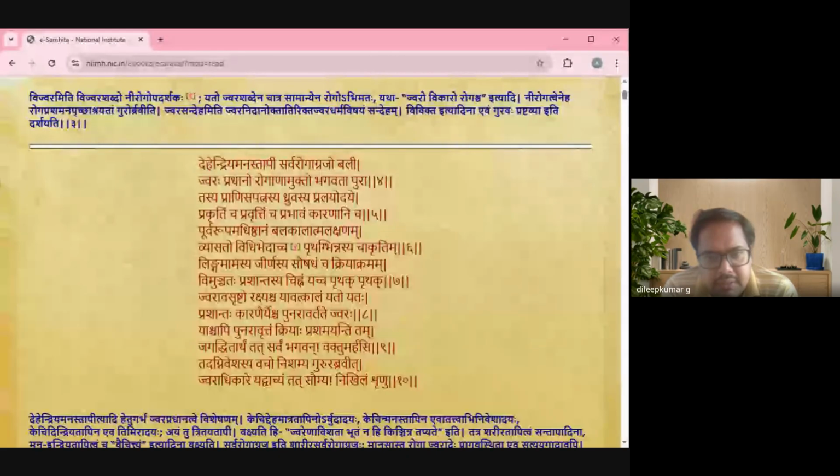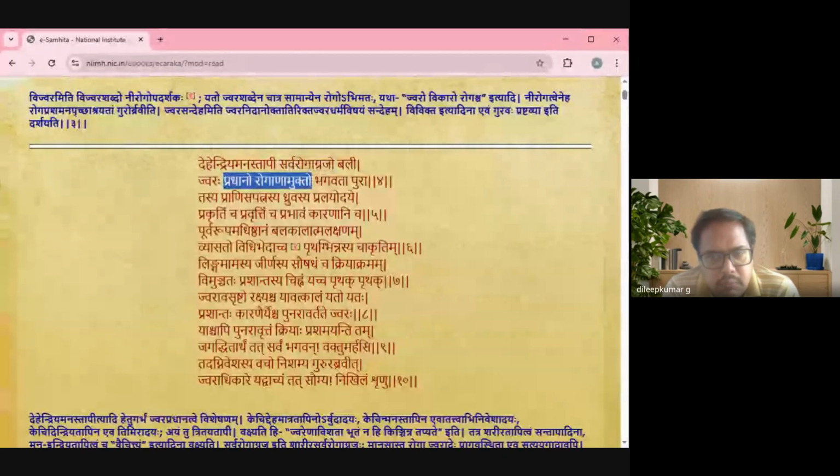So the first chapter is Jwara. Jwara is considered as Dehendriya Manastapi, that is, it increases the temperature or disturbs the Deha, Indriya and Manas. Sarva Roga Agrajo Bali. So it is considered superior among all the diseases. Jwaraha Pradhanam Roganam Mukto Bhagavata Pura.